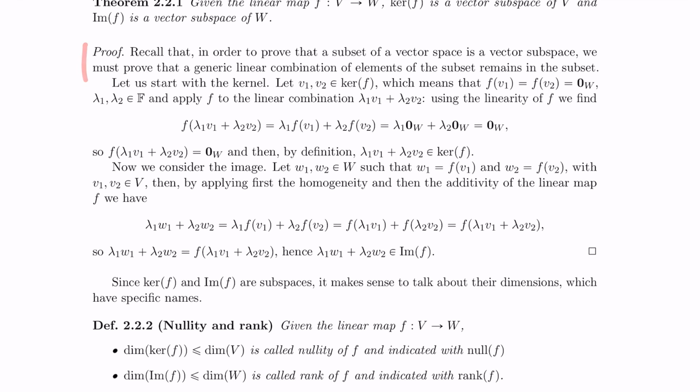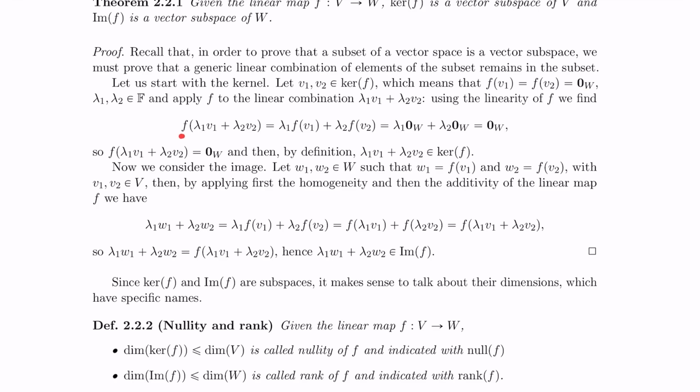As we have already seen, in order to prove that a subset is a vector subspace, we have to prove the stability with respect to linear combinations. So, in the case of the kernel of F, we have to prove that if two vectors v1 and v2 belong to the kernel, then also the generic linear combination written here belongs to the kernel. The first thing that we have to remark is that if v1 and v2 belong to the kernel of F, then it means that F applied to v1 and v2 gives rise to the null vector of W by definition.